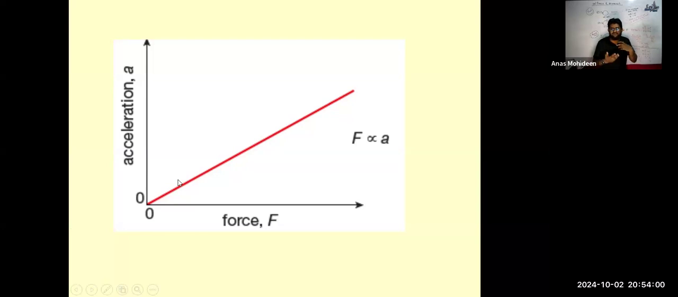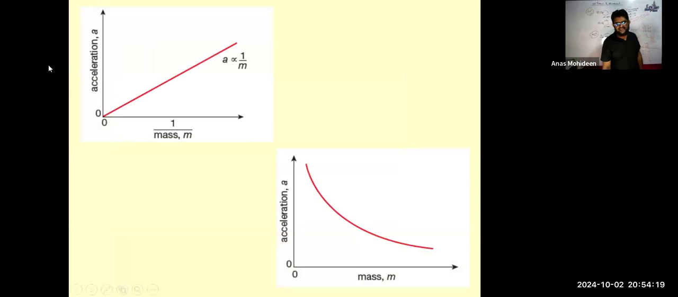So if you ask me, why can't we take force on the y-axis, acceleration on the x-axis? Even if you take it like that, same way it happens to be. Force you increase, acceleration increases. So this is the graph that we are drawing to show the relationship between F and a. Same like when you're going to take the acceleration with mass. Now, can you remember I wrote this in two ways? Acceleration is directly proportional to 1 over m.